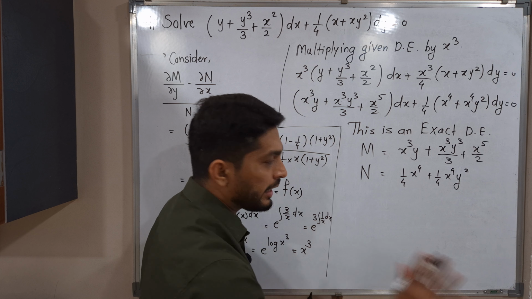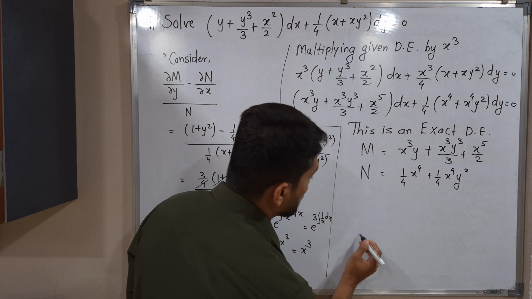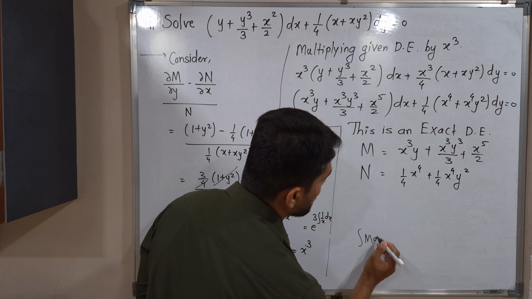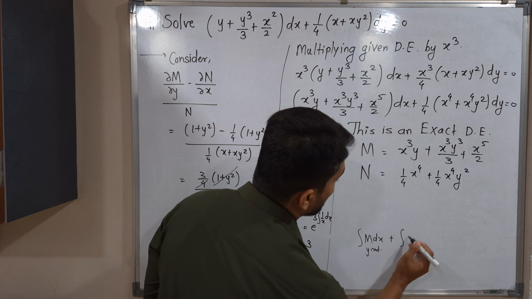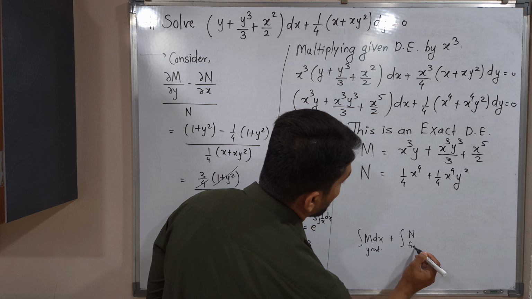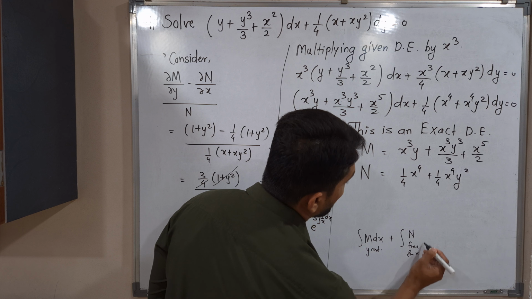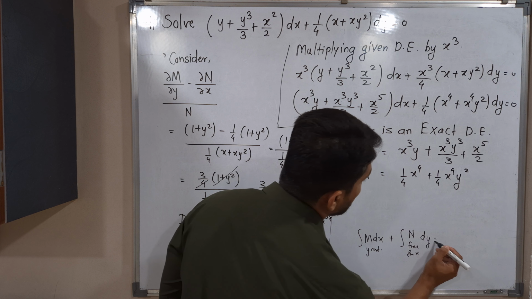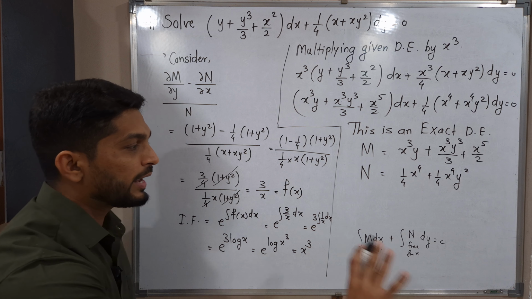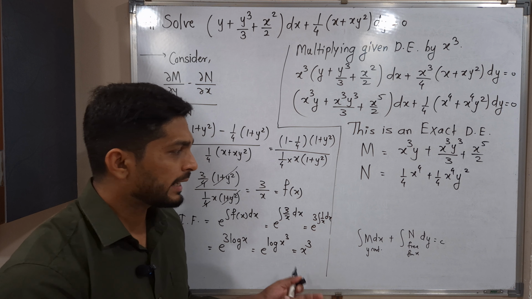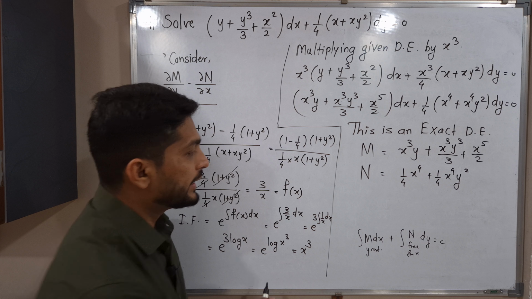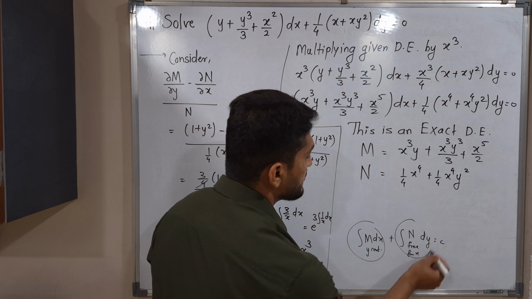Solution: we have a direct formula to find the solution of an exact differential equation. Integration of M dx, where we consider y constant, plus integration of the terms of N free from x, dy, is equal to c. So we have a direct formula to solve any exact differential equation. That means simply the addition of two integrations, the first integral and the second integral.